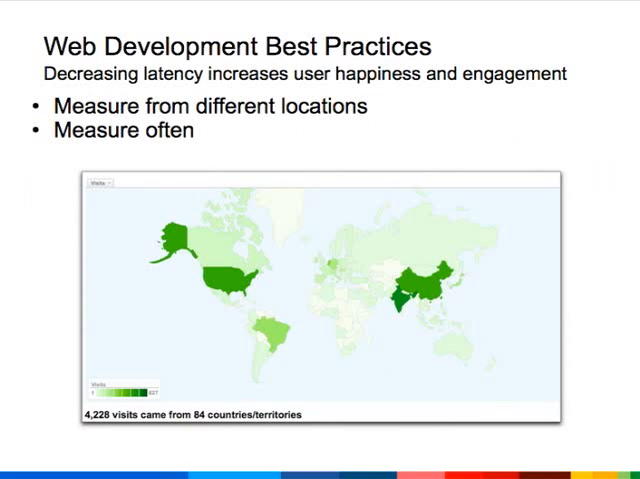So we know we need to measure this from different locations. We know we need to keep measuring it as well, because situations change. Your application can suddenly become really popular, or maybe you gain a lot of users in a country where you didn't expect you would get a lot of users, and you might want to invest in a CDN or bringing a server closer to those users so they get a really fast experience too.